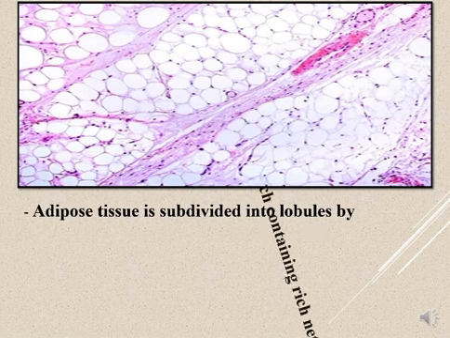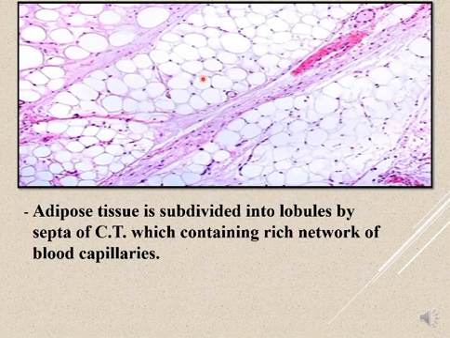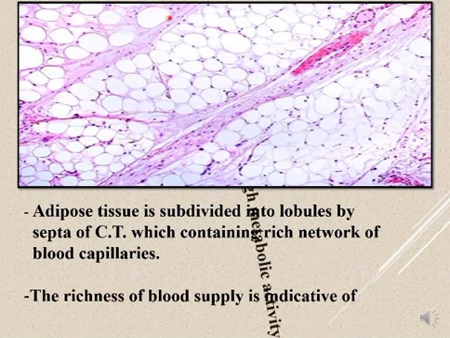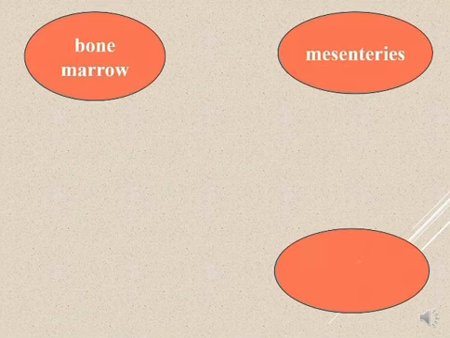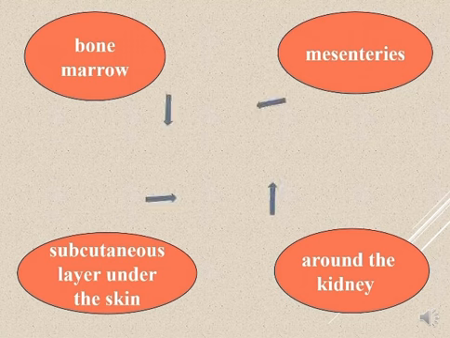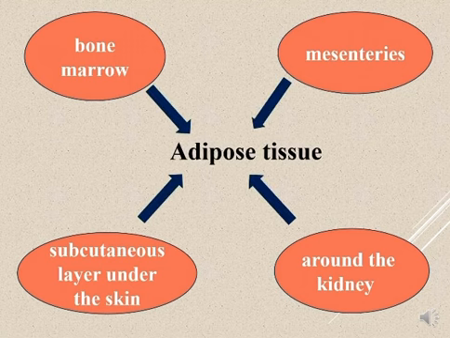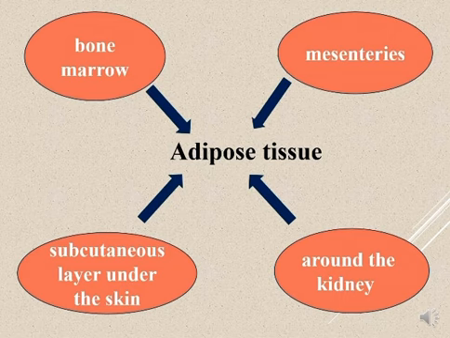Adipose tissue is usually divided into lobes and lobules by connective tissue septa, which carry rich blood vessels. The richness of blood supply is an indicator of the high metabolic activity of adipose tissue. This tissue is widely distributed in the body. The most common locations are bone marrow, mesenteries, around the kidney, and the subcutaneous layer under the skin.